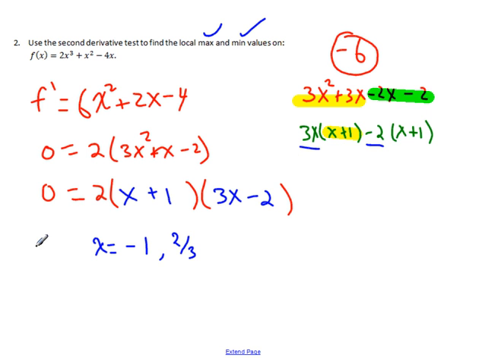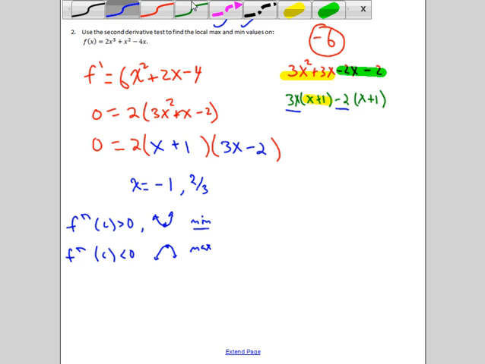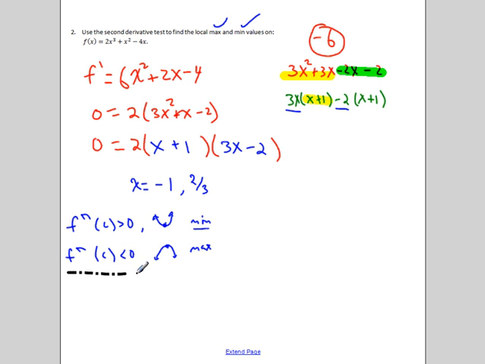Okay, these are our critical points, and we're going to determine whether they're maxes or mins by using the second derivative test. The second derivative test says that if the second derivative at a critical point is greater than 0, that means our function is concave up and we're at a critical point, which means that we have a min. Similarly, if the second derivative at a critical point is less than 0, that means we're concave down and we're at a critical point, which means we have a maximum. So what do we need to do? We need to find the second derivative. We know how to do that.